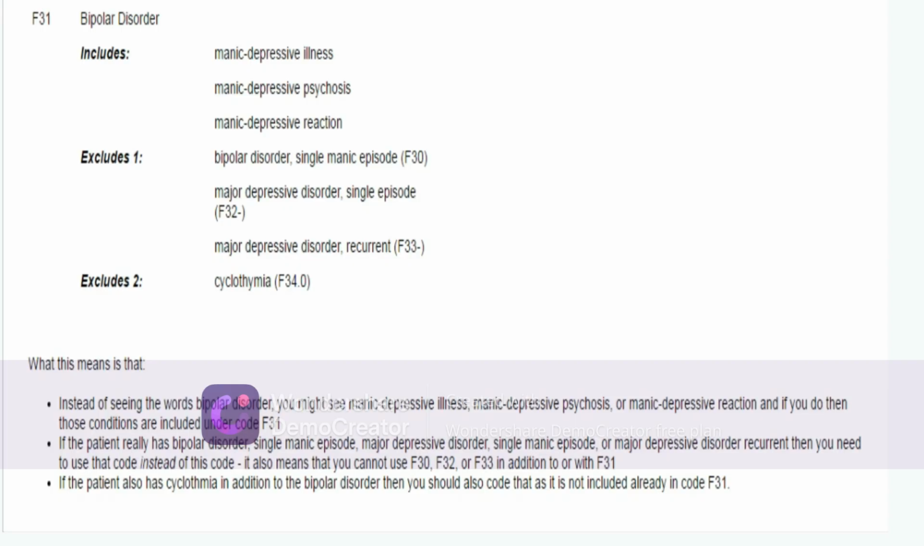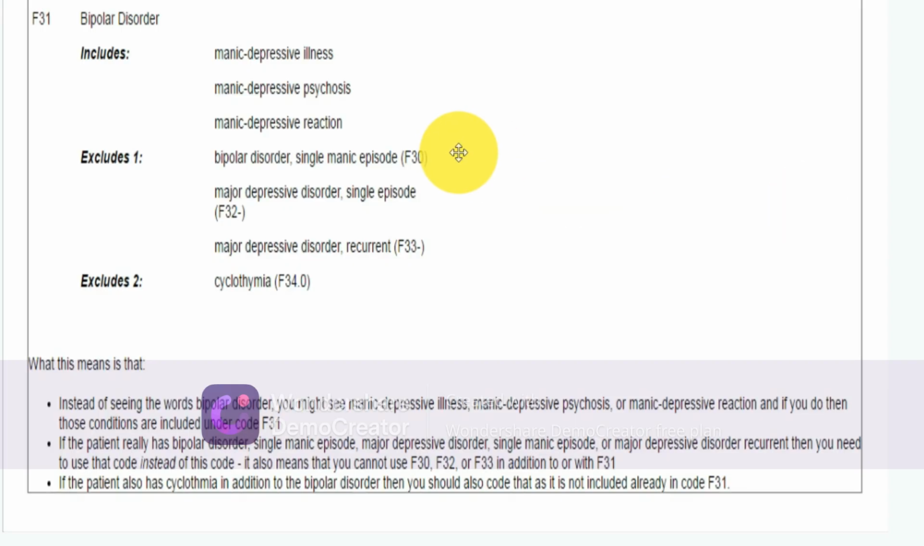It also means that you can't use F30, F32, F33 additionally with F31. If the patient also has cyclothymia in addition to bipolar disorder, then you should also code it. It is not included already in the F31 that I explained above.